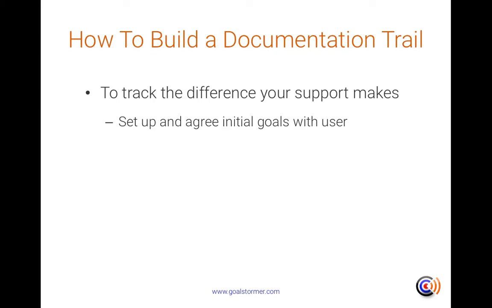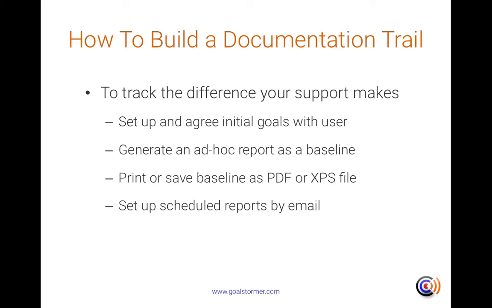The first thing is to make sure that you've got your agreed initial goals set up with the user, and all in GoalStormer broken down into steps with dates that everyone's happy with. And then what you do is you go into the Pro Hub and you generate an ad hoc report, which you then save as a baseline and say, this is what we agreed on day one. And then you schedule the regular reports, whether that's every month or 2 months or 3 months or 6 months or whatever, and you'll receive those by email. And then having these emailed PDFs alongside the baseline now gives you your evidence trail for progress over time. So let's have a look at how we do that in practice.